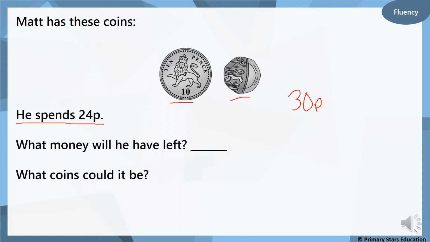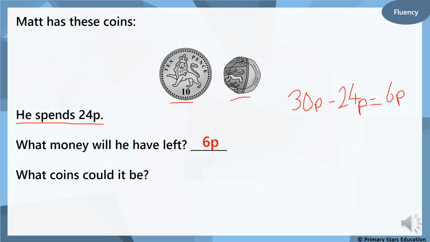So we've got 30p in total and he spends 24p. So we're taking 24 pence away. So put 24 in your head and then count up 25, 26, 27, 28, 29, 30. 6 pence. So he has 6 pence left.